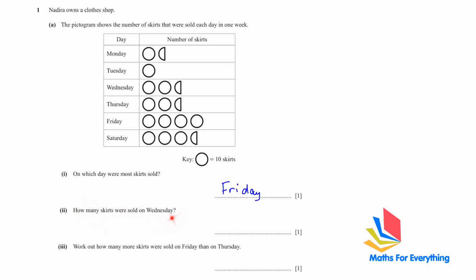How many skirts were sold on Wednesday? 10, 20 and half, so 25. Work out how many more skirts were sold on Friday than on Thursday. On Friday 40 and on Thursday 25. So 40 minus 25 is 15.